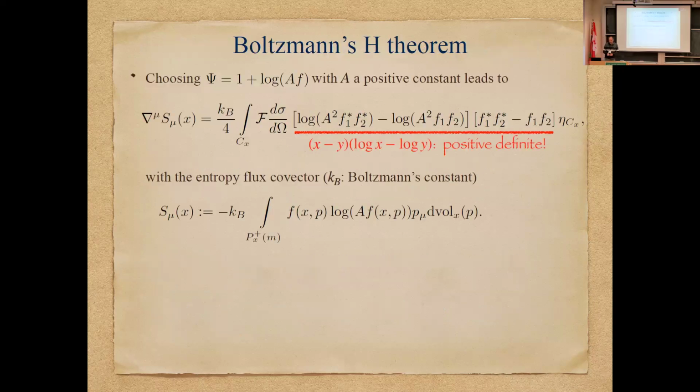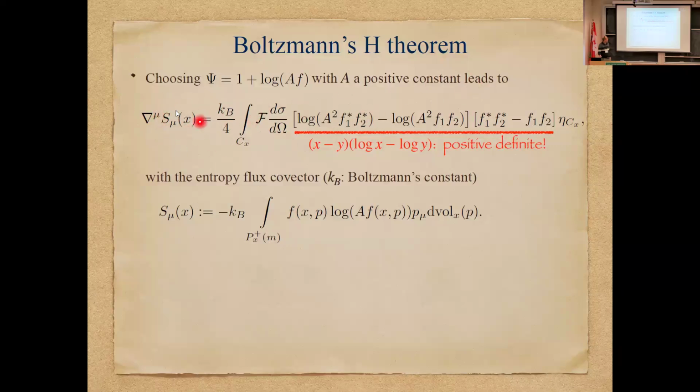Now, let's come to the H theorem. For the H theorem, what you do is choose psi not a collision invariant, but 1 plus log F. Here A is just a positive constant that, for physical reasons, you put in because F is not dimensionless. But if you don't, you can just think of A equal 1. And now, if you apply again this proposition about the divergence, and you combine this with the integral form, what you get is this equation here.